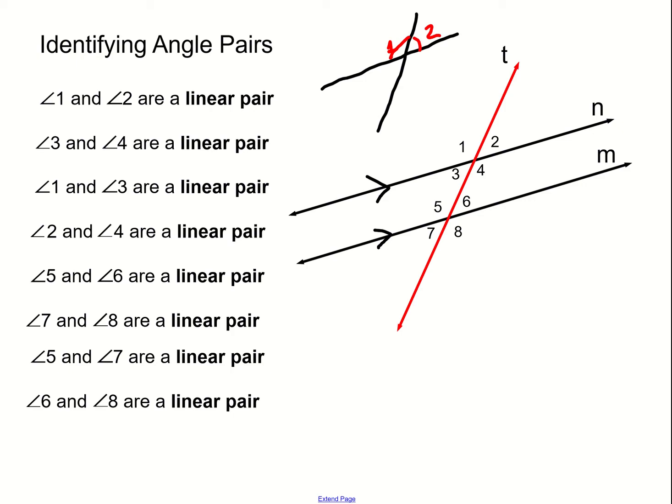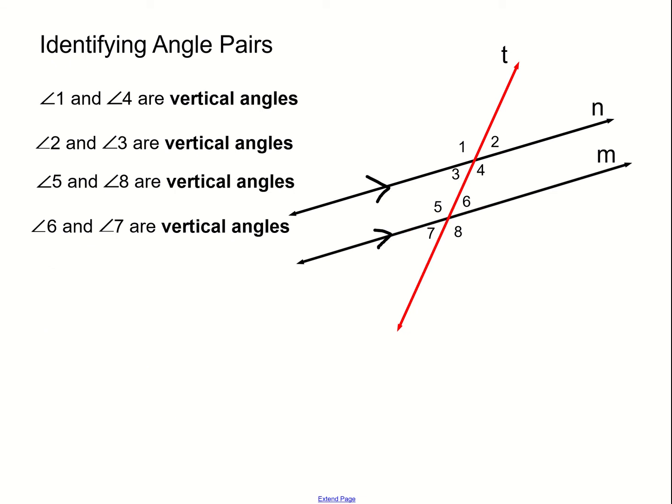So in this top example, angle 1 and angle 2 are a linear pair. Similarly, angle 3 and angle 4 are a linear pair, and angle 5 and angle 6, angle 7 and angle 8, angle 5, angle 7, all of these combinations where you have two lines crossing, and then the angles are next to each other, those are all linear pairs.